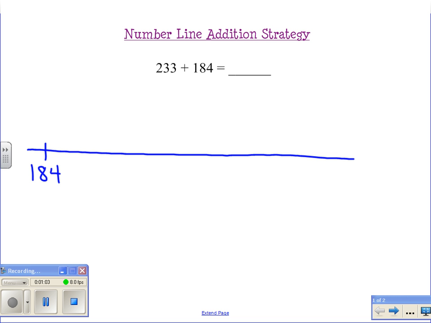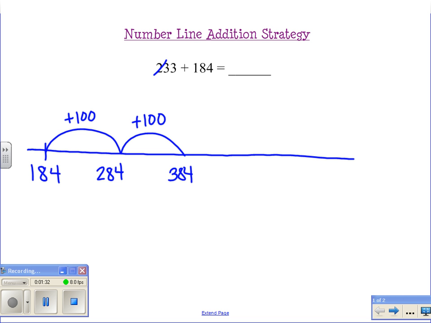I'm going to start with the 200s. So I'm going to add 2 big jumps and label them 100 and 100. It is possible to just make a big jump of 200 if you can do that in your head. I'm going to go 184 plus 100 and label that point where it lands on the line as 284. Now I'm going to add the next 100, which would be 384. And I am done with adding my hundreds.